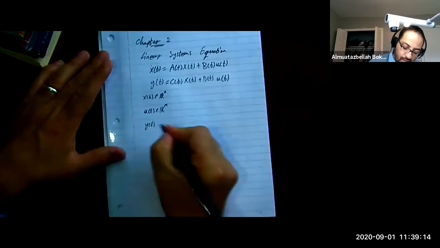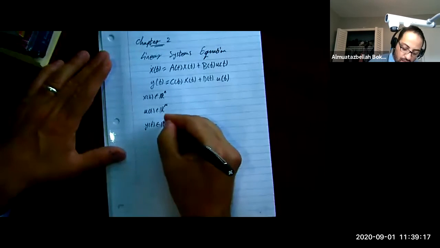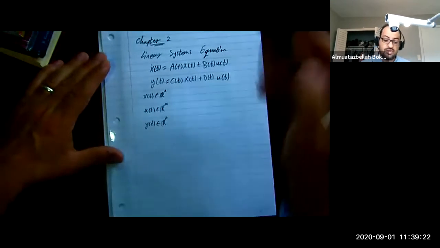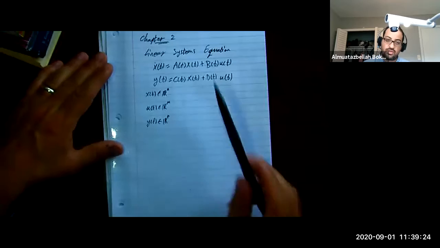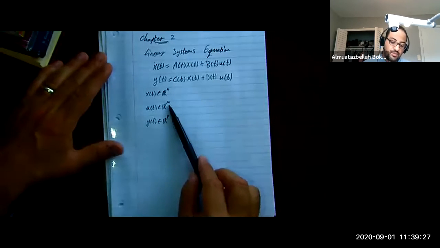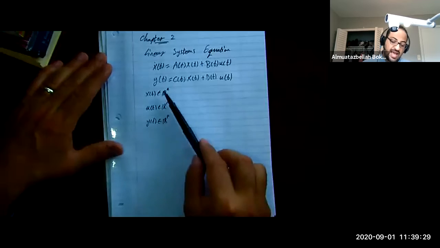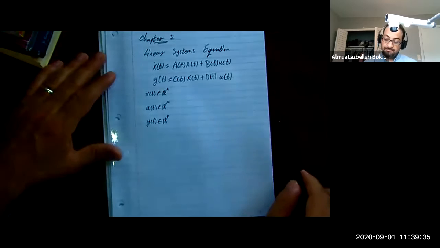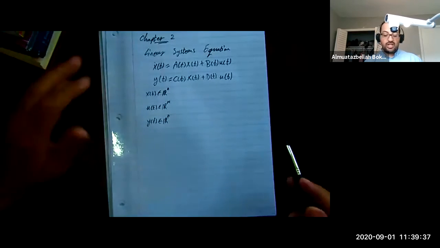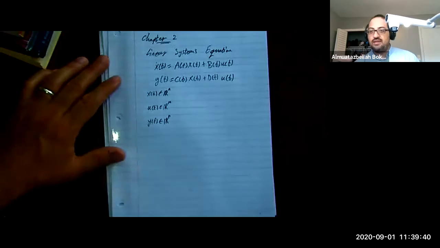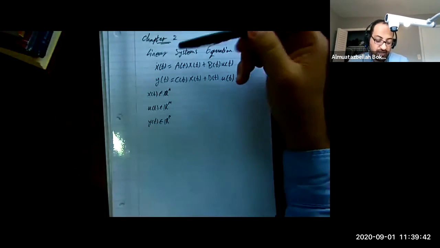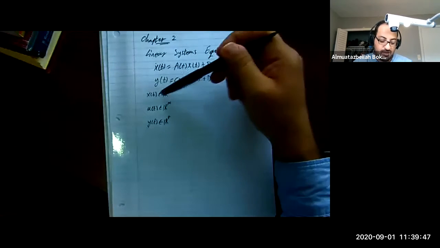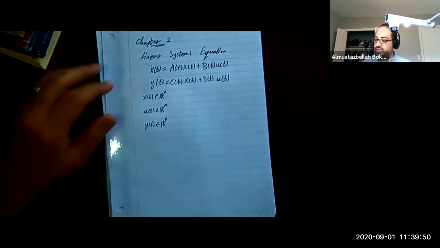Y of t, we consider that the output, and here we assume it to be of dimension P. So we have P number of outputs. So this is a multi-input, multi-output system where we have M number of inputs, P number of outputs, and N number of states. X is the state of the system. And in general, we call this system an n-dimensional system, because I have n number of differential equations based on the dimension of X.